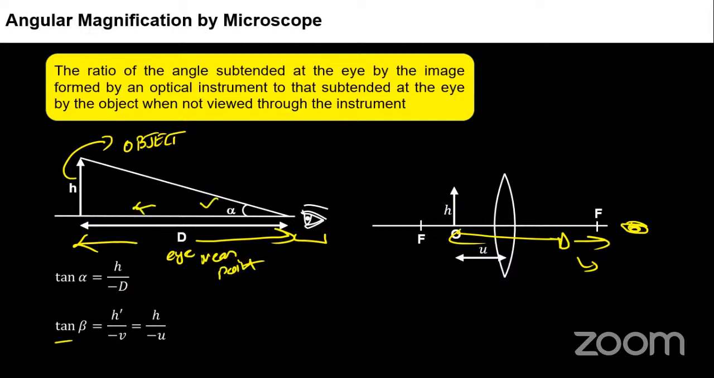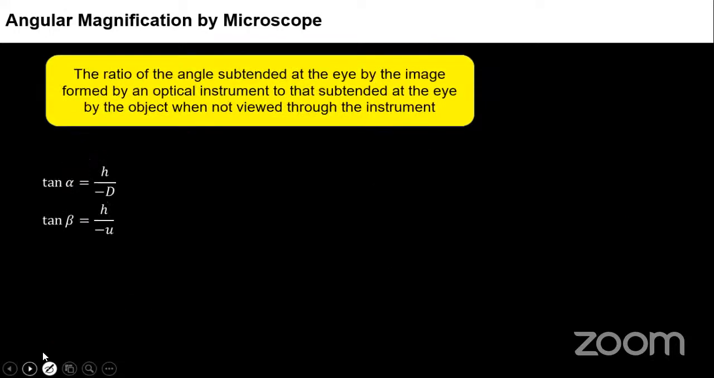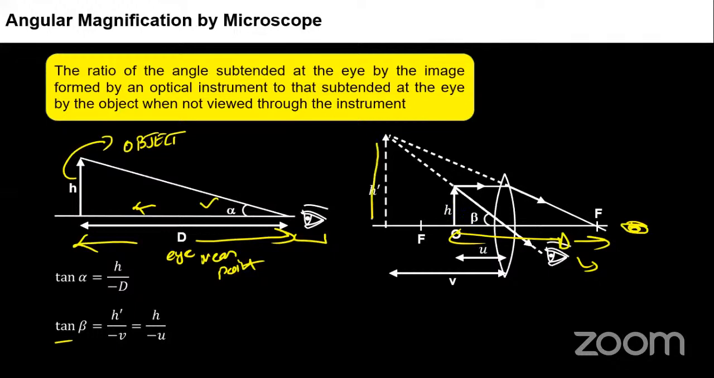Similarly, for the image, see this, the image is this. Its angle is beta. So tan beta will be h dash upon the total distance from the eye, which here equals minus v.